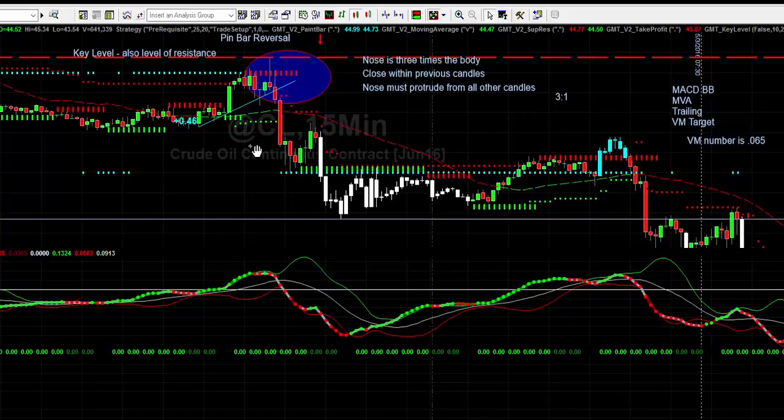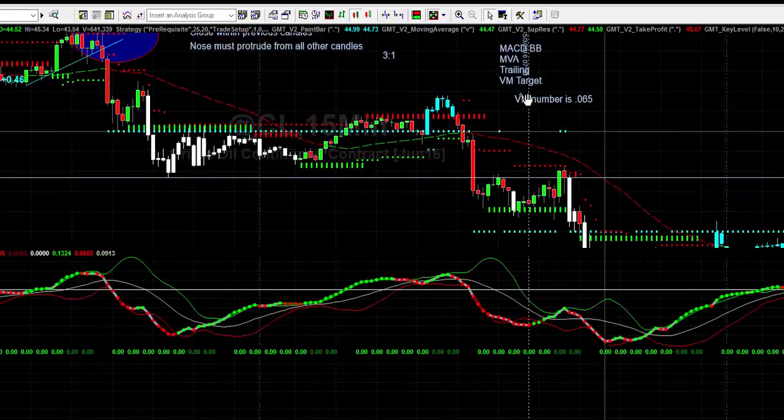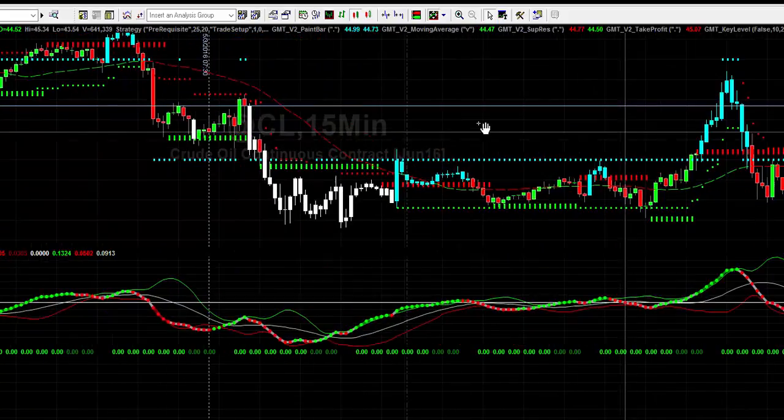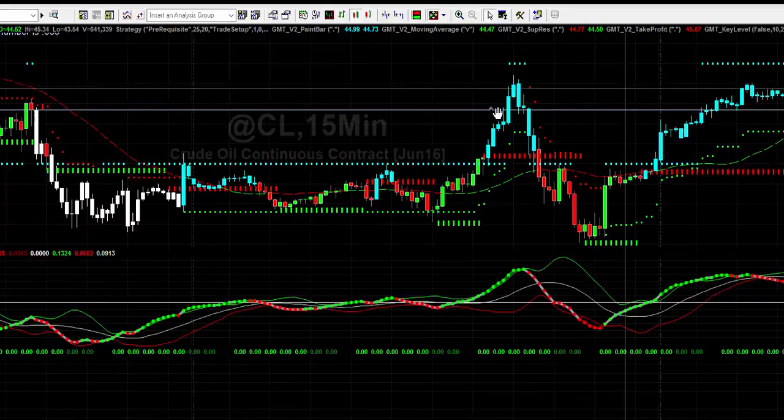So guys, that's just a bit of a review of the pin bar again. A nice setup on the 15 minute on crude. I'm going to pick a different market every week and every session. So we'll start seeing, all right, where else do we see the pin bar reversal setup on crude oil? How frequently does it happen on the 15 minute?